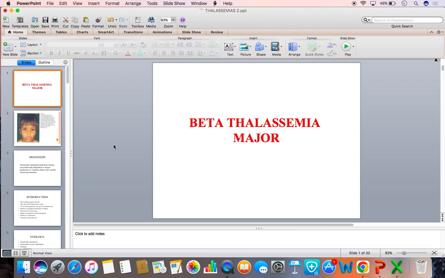Beta thalassemia major is one of the thalassemias, and thalassemias are genetically transmitted diseases with chronic hemolysis. They are transfusion dependent chronic hemolytic anemias associated with the reduced or absent synthesis of hemoglobin.